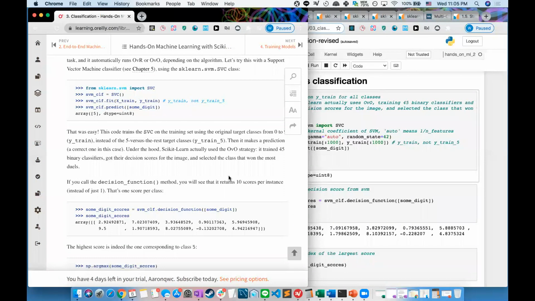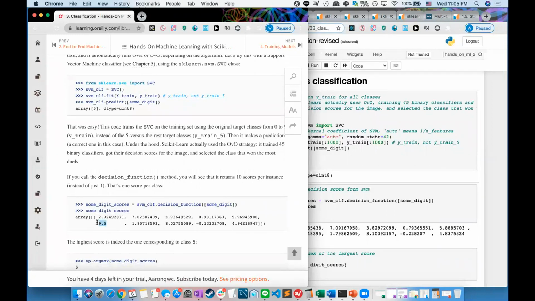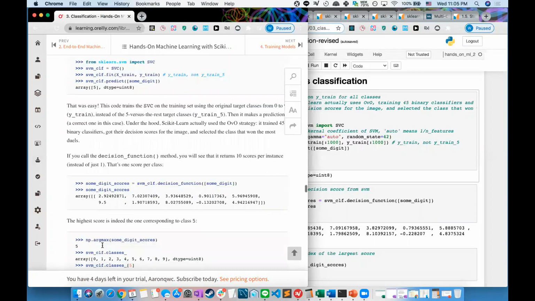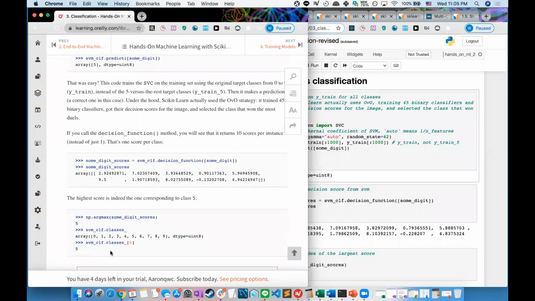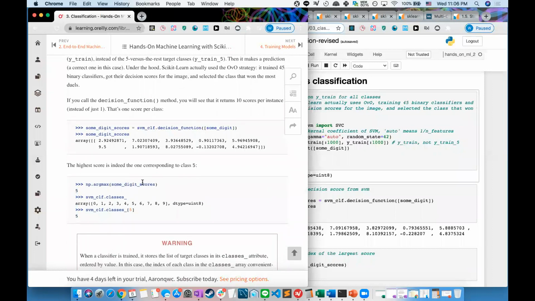If you call the decision function method, you will see that it returns 10 scores per instance instead of just one. That's one score per class. So basically that's 0, 1, 2, 3, 4, 5, all the way to 9. And this one is the highest. So we pick that, and that's the number 5 class. That's basically just returning the highest number with its index, and that's 5.